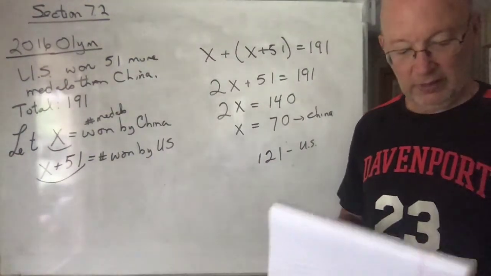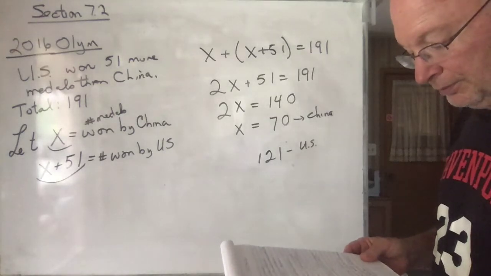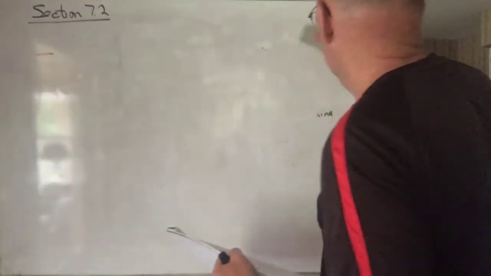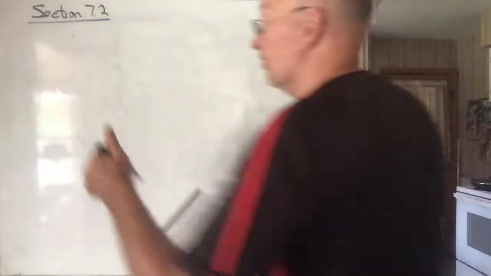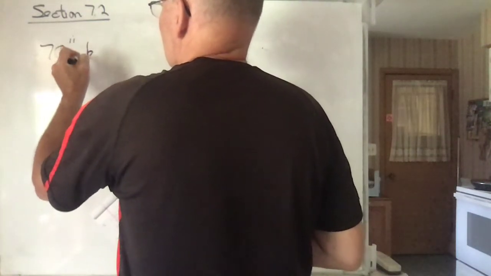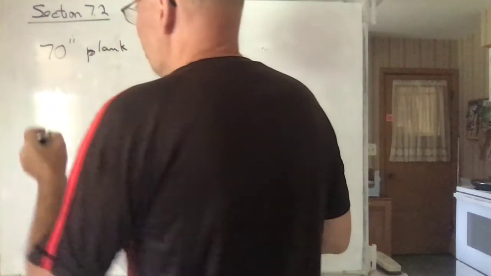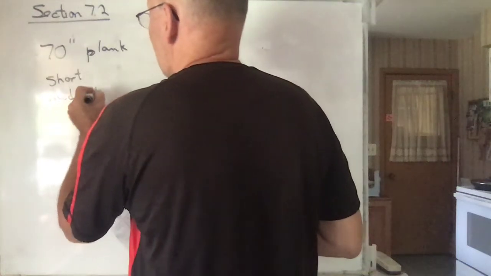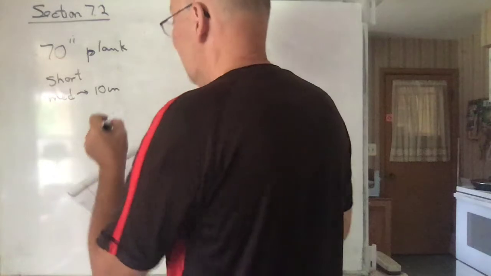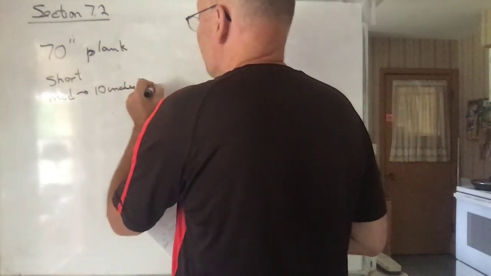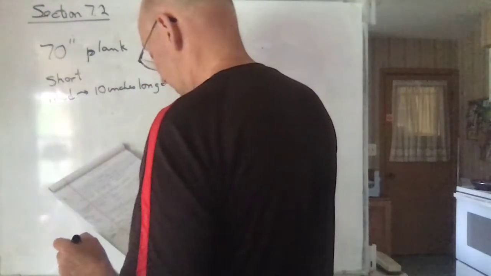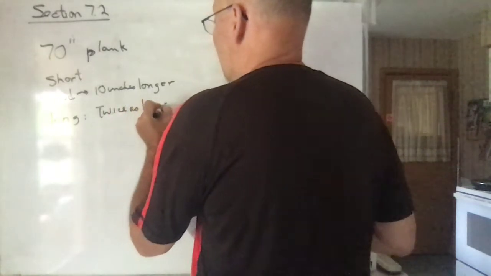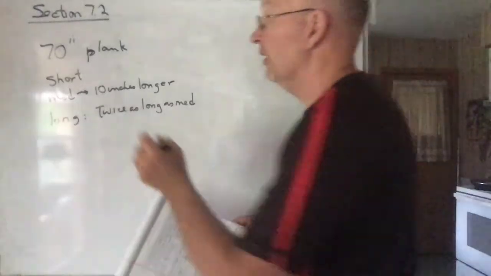Let's try another one. Again, this is another one from the book. You've got 3 pieces of wood that are all being cut out of a single piece of wood, which is a 70-inch plank. And you want a short piece, a medium piece, which is 10 inches longer than the short piece, and then the long piece, which is twice as long as the medium piece.